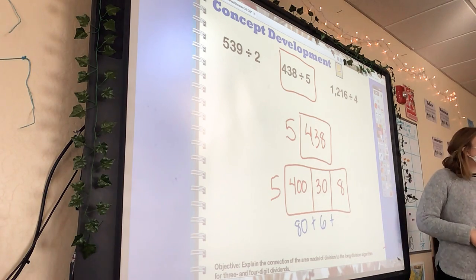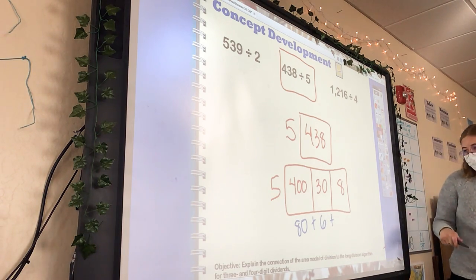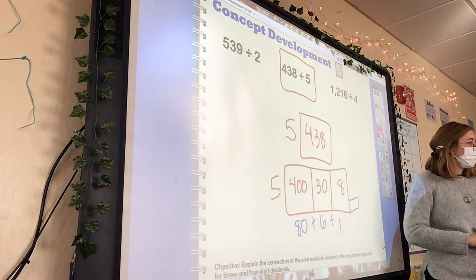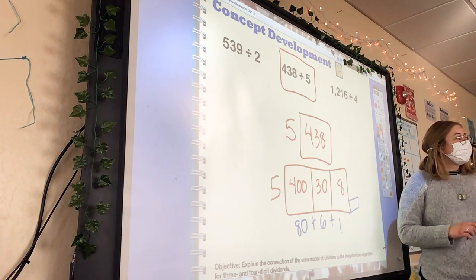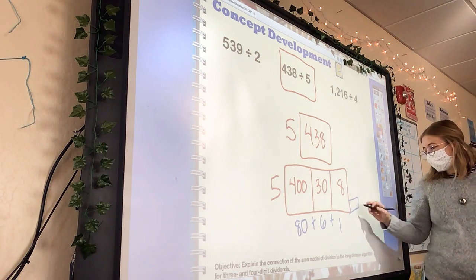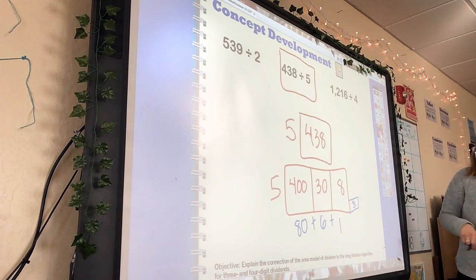And class, how many times does 5 go into 8? Once. Which means we're going to have a remainder of what? So 5 goes into 8 one time. What's left over? 3. Okay.